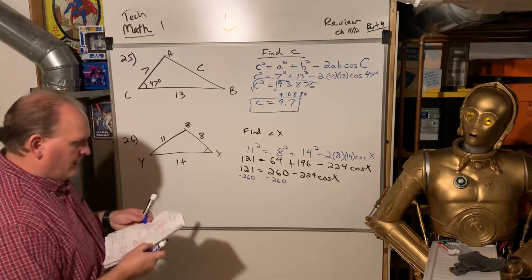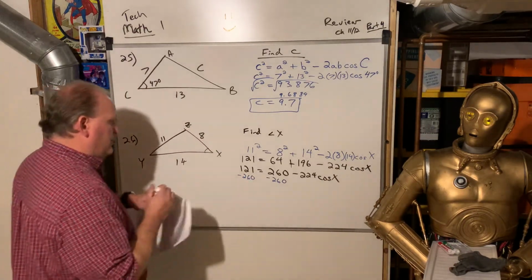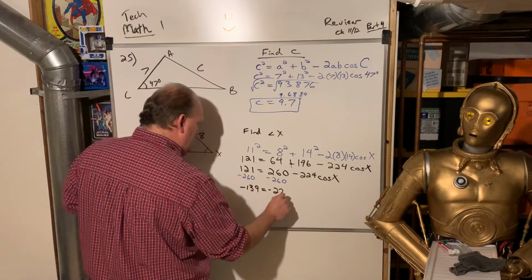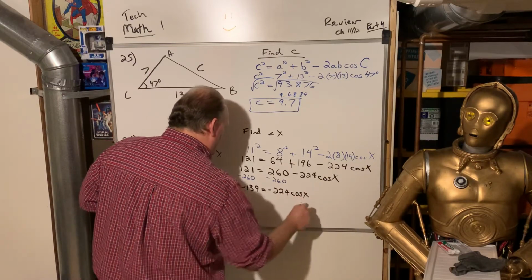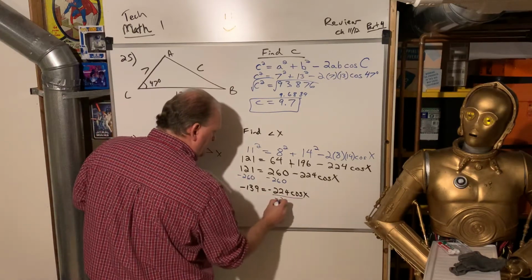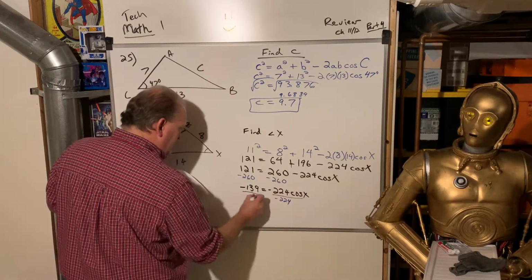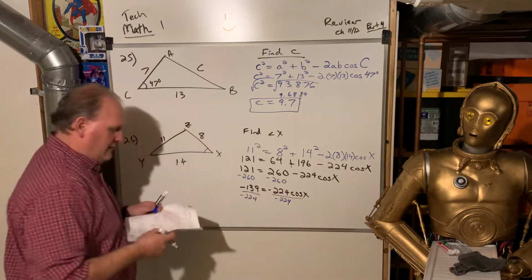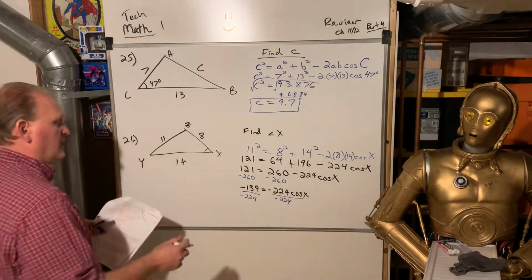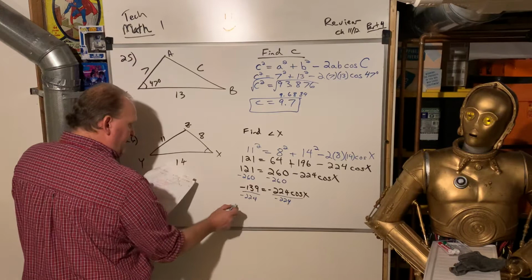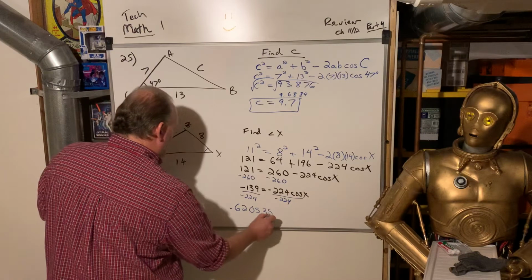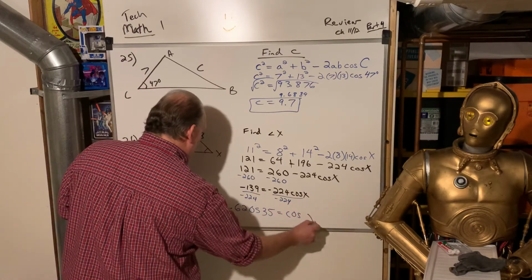All right. And so what does that mean? That means we got negative 139 is equal to negative 224 cosine x. Then divide both sides by negative 224. That's the number in front. Now look, negative divided by negative is positive, so this is 0.620535 is equal to the cosine of x.